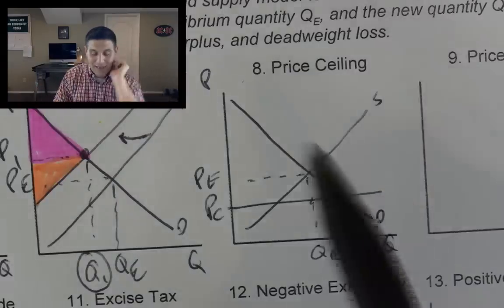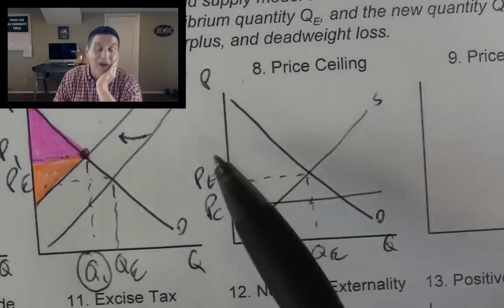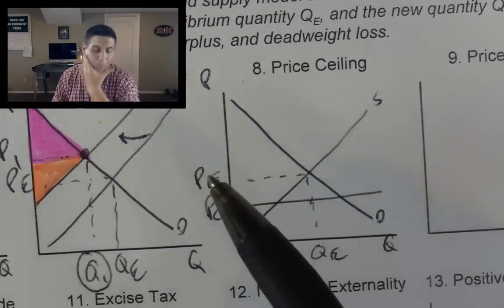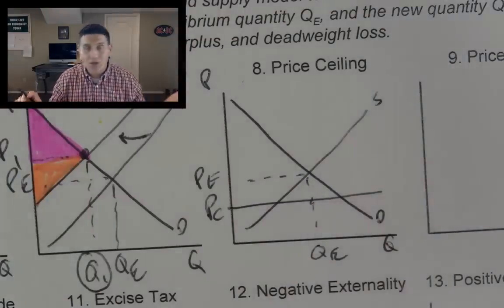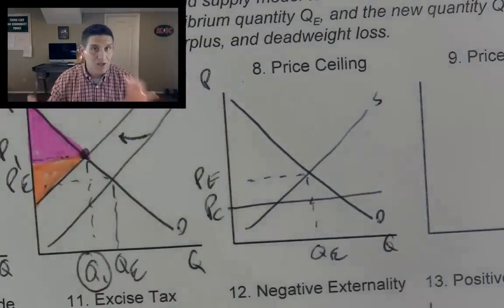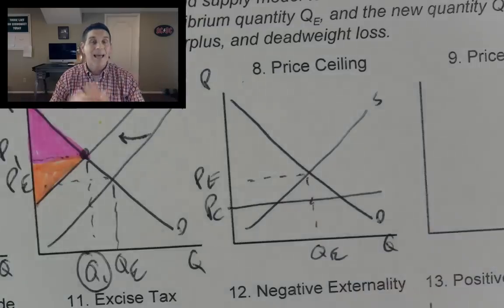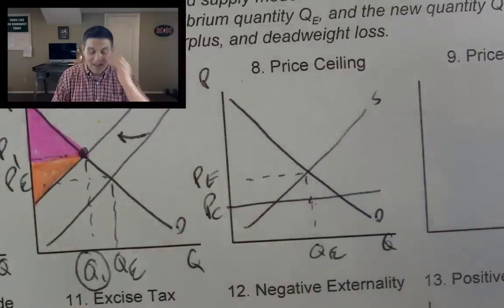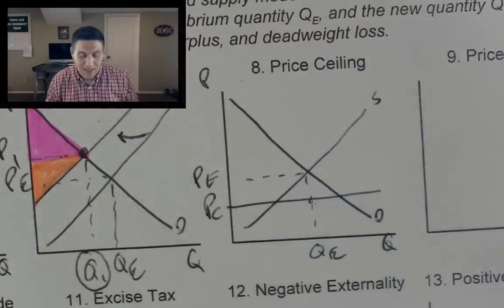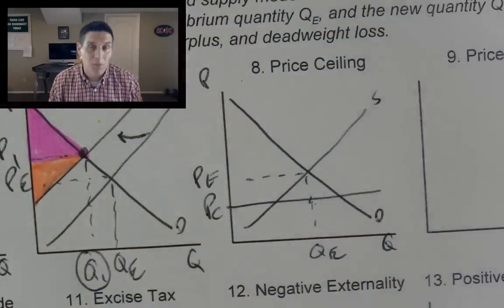If you have a cap or a price ceiling above equilibrium, it has no effect. So a price ceiling at $50 for pizza has no effect on the market. There's no change in supply or demand, and there's no change in consumer or producer surplus. There's no deadweight loss if you have a non-binding price ceiling. In this case, it's binding. The price ceiling is binding, or at least I want you to assume it was binding.